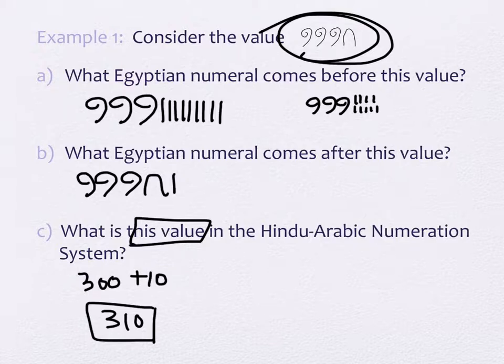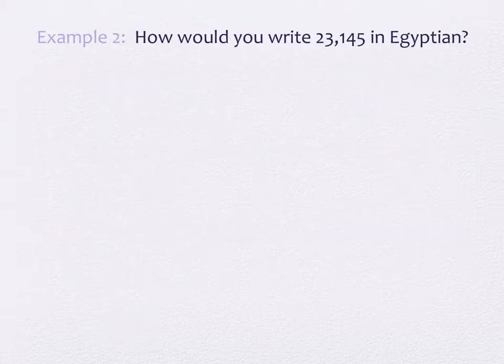Okay, we're going to go the other direction now. We're going to take one of our symbols and write it in Egyptian. So we're going to be going both backwards and forward as we work through our numeration systems. So we have to take a look at each place value.